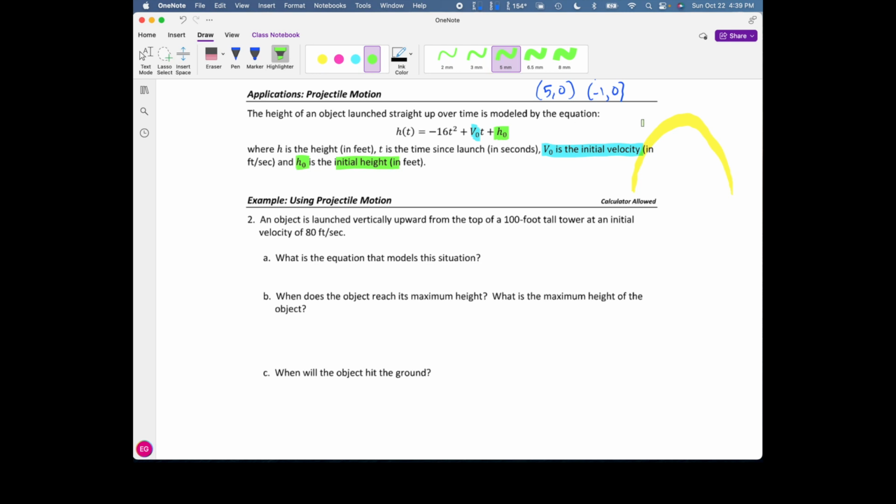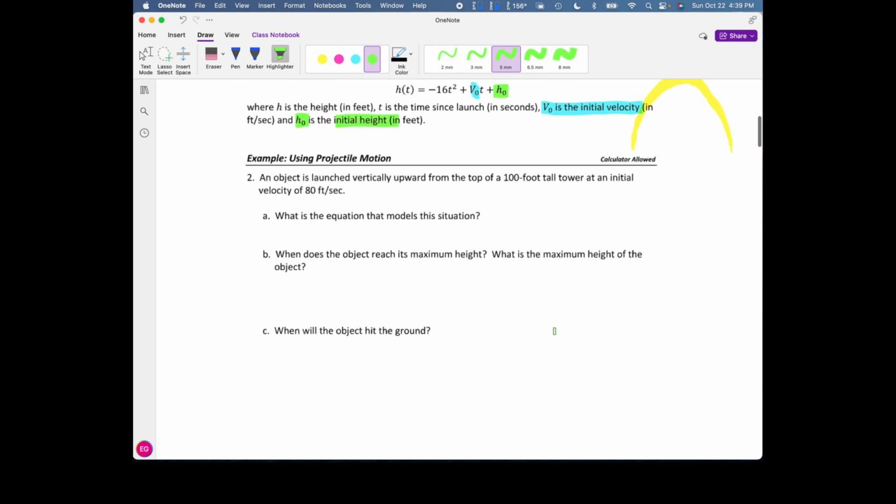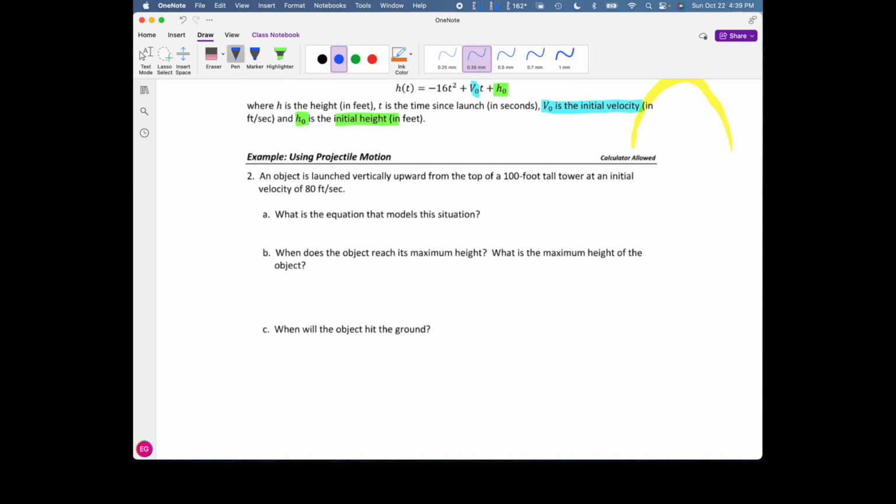You're not going to have to memorize this formula. We would either give you this formula with its pieces, or we would actually just write it out for you. So I wanted us to practice writing this out. We have an object that is launched vertically upward from the top of a 100-foot tower at an initial velocity of 80 feet per second.